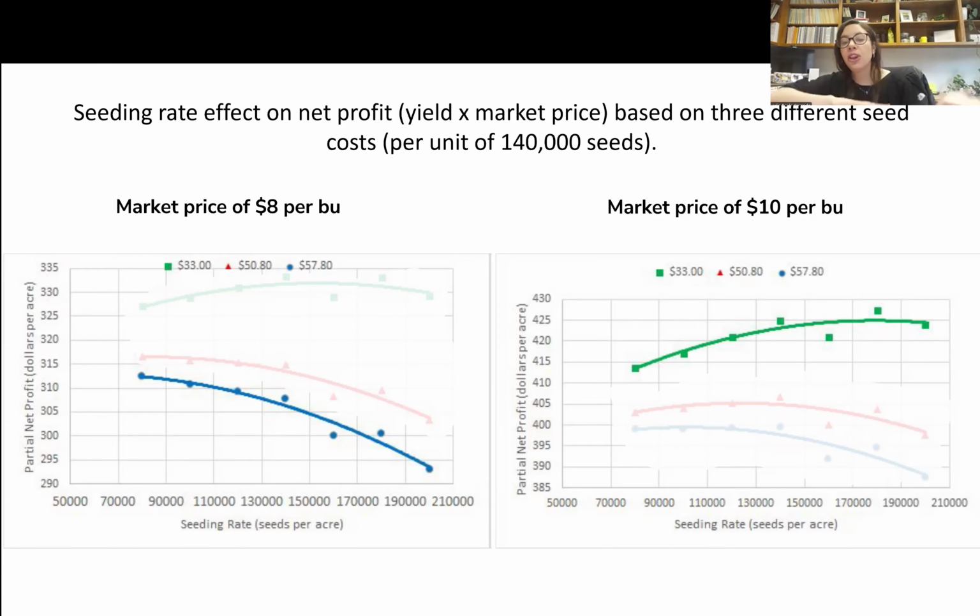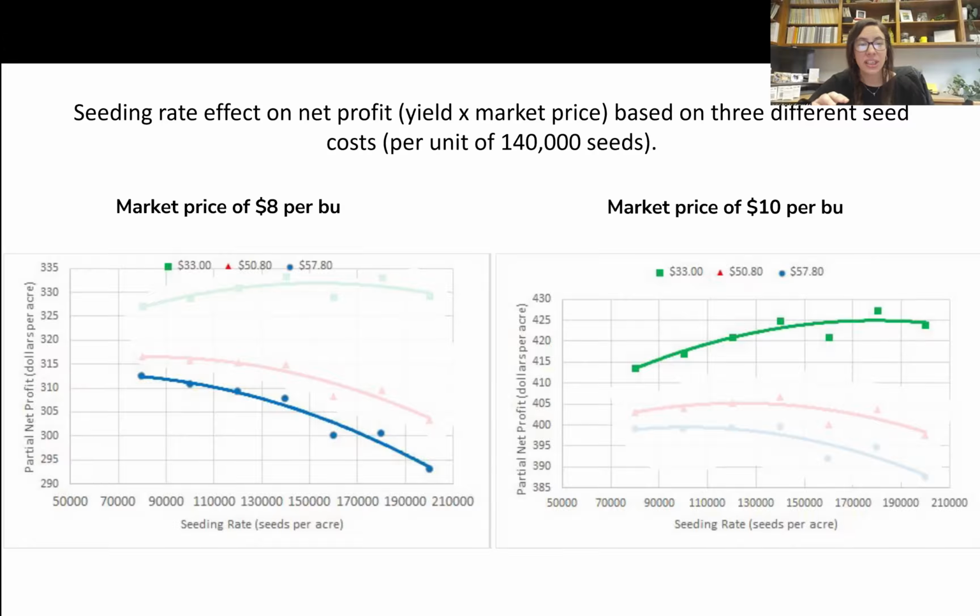If we move to the other situation, the one on the right, where the market price is $10 per bushel, and we use the seed with the lowest cost, you can see that now it actually follows the same trend as yield. So it really depends on the market situation, which plant population is the best for me in terms of profit.